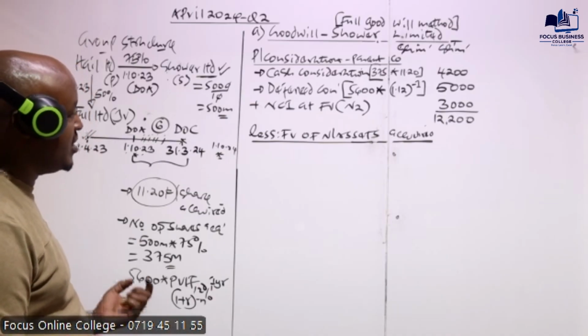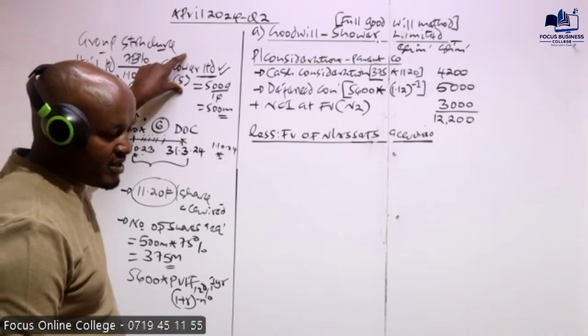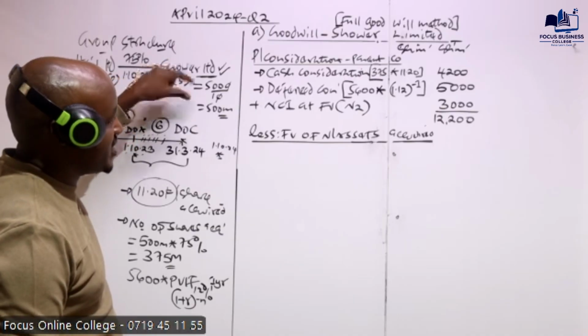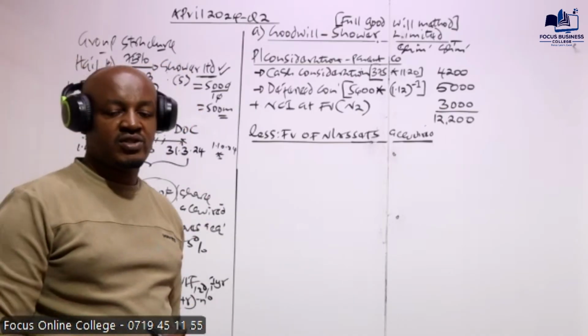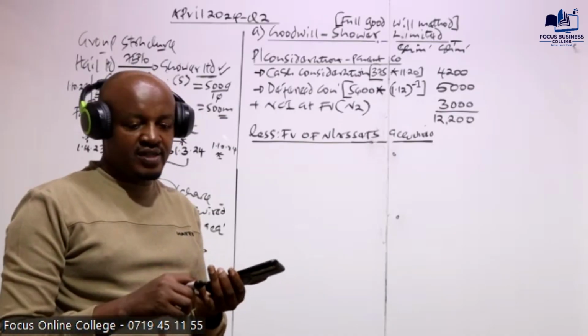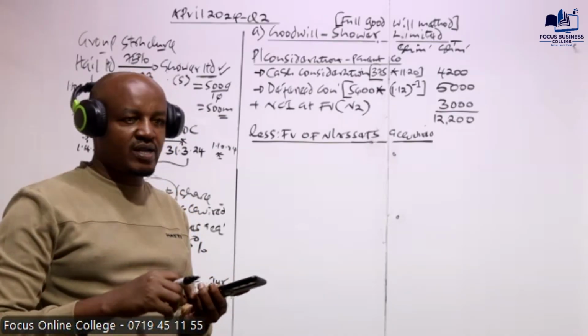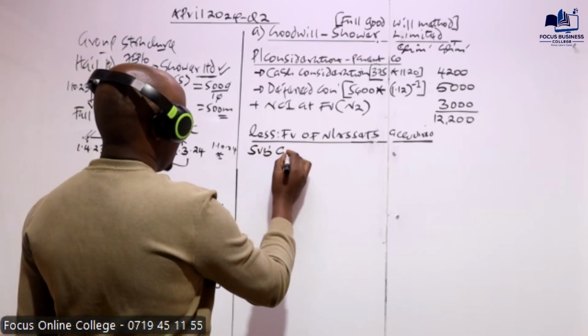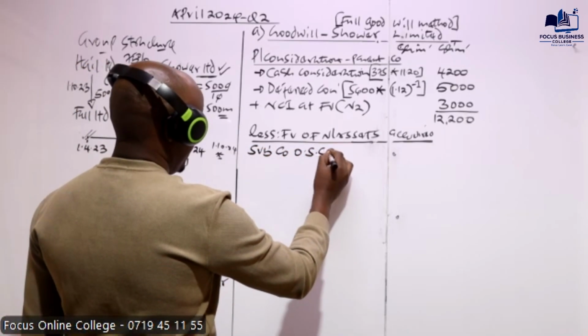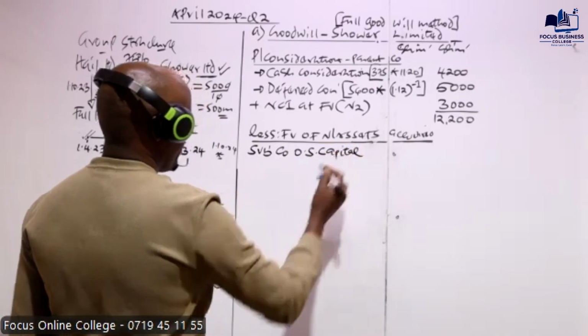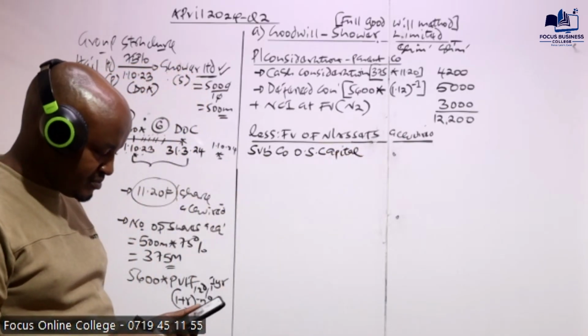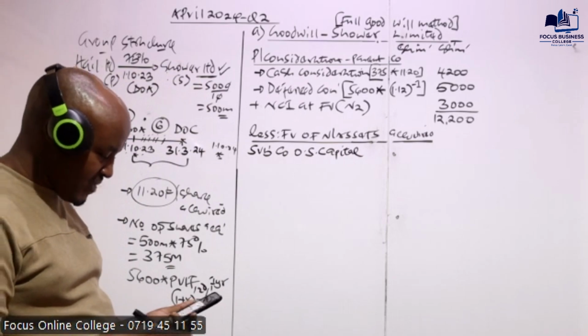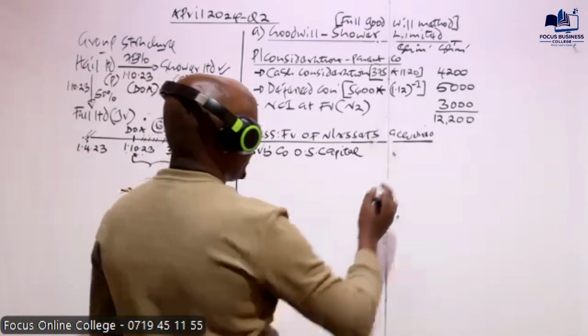So in this case, we said we need to compute the fair value of the subsidiary company's net assets on the date of acquisition. And we said we compute that by taking the subsidiary company's ordinary share capital plus the pre-acquisition reserves. So the first thing we need to consider here is the subsidiary company's ordinary share capital. We have this above the additional information number 1. So the share capital of the subsidiary is 5,000.